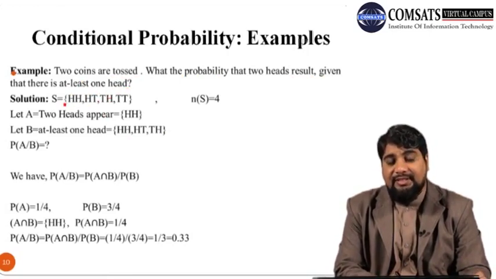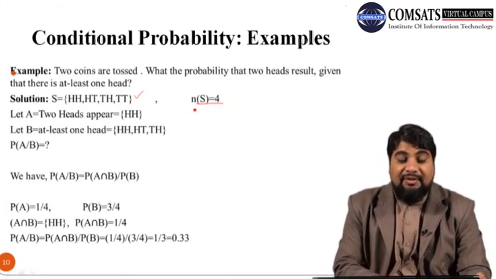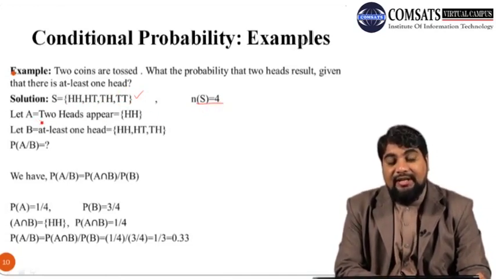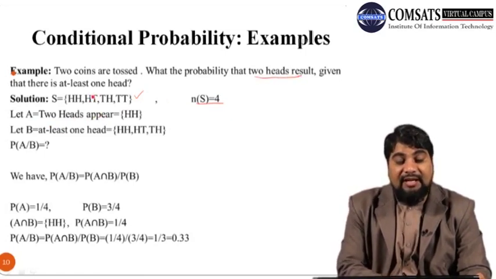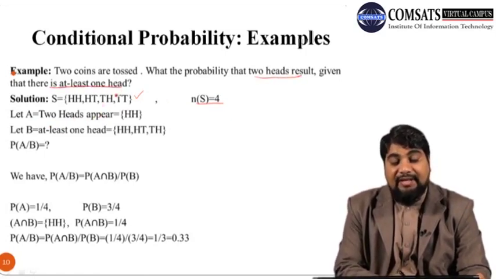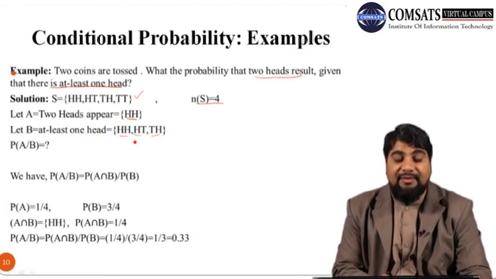So when two coins are tossed, we know that the sample space is HH, HT, TH, TT. So the total number of sample points is 4. Let us define an event A that two heads appear and event B as at least one head. Event A will have the outcome two heads, meaning only HH. At least one head means one or more heads, so one head and two heads.